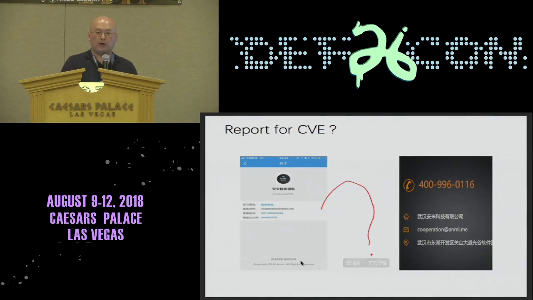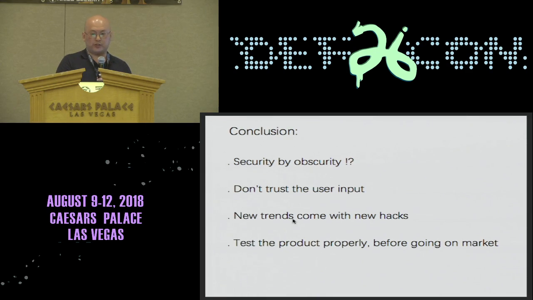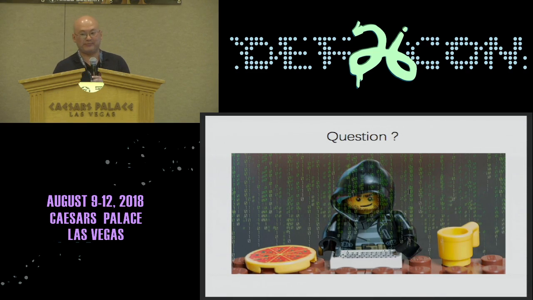Right. So, as a responsible disclosure, I would like to contact the vendor, maybe just tell them, or maybe apply for a CVE if possible. However, I contacted them a couple of times through the telephone numbers and emails here. I got no reply at all. Right? So, yeah. Anyway, the conclusion here is that security by obscurity is definitely not going to work. We have to test our product in a good way before actually going on the market, right? So, yeah, that's my presentation. Thank you. Thanks.